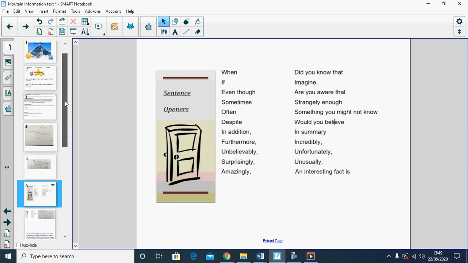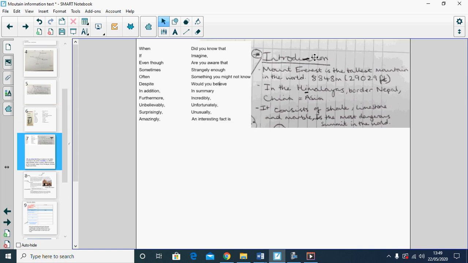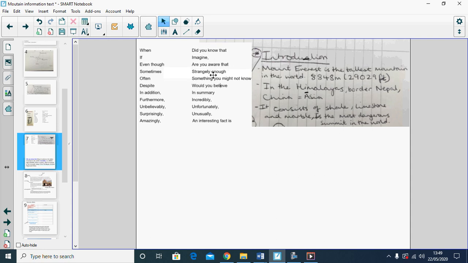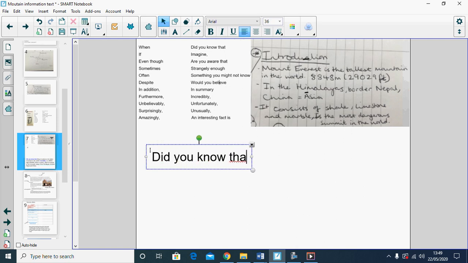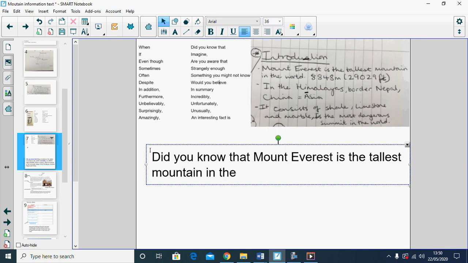And I'll show an example of how I would start mine. So I would have my information, my plan here, and then I would have my sentence openers next to it as a reminder. So the first thing that I'm going to write is my first fact. I need to say what is it. So let me choose a sentence opener. I'm going to put, did you know? Did you know that Mount Everest is the tallest mountain in the world? Making sure I'm doing a capital letter. And it's a did you know, so it's a question.